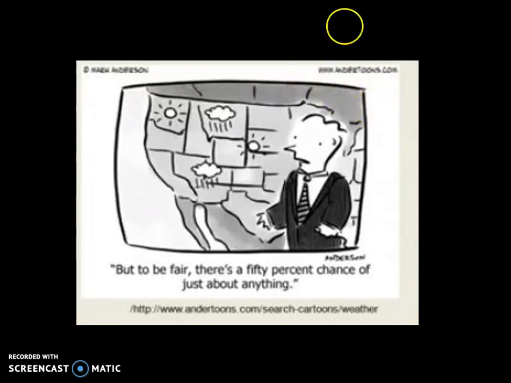So can't be right all the time when we're working with weather systems, but it certainly is very interesting, as our little graphic here shows.